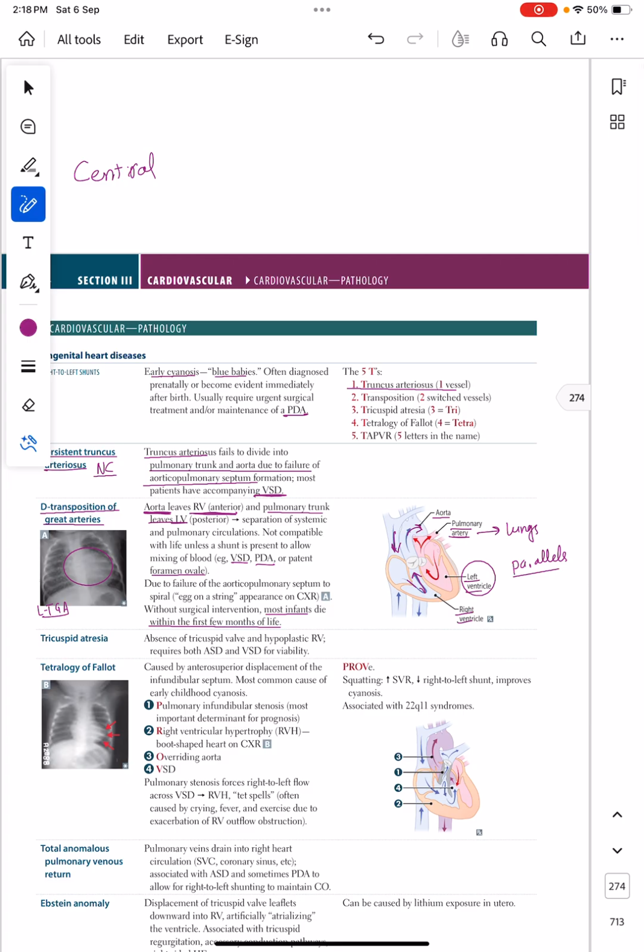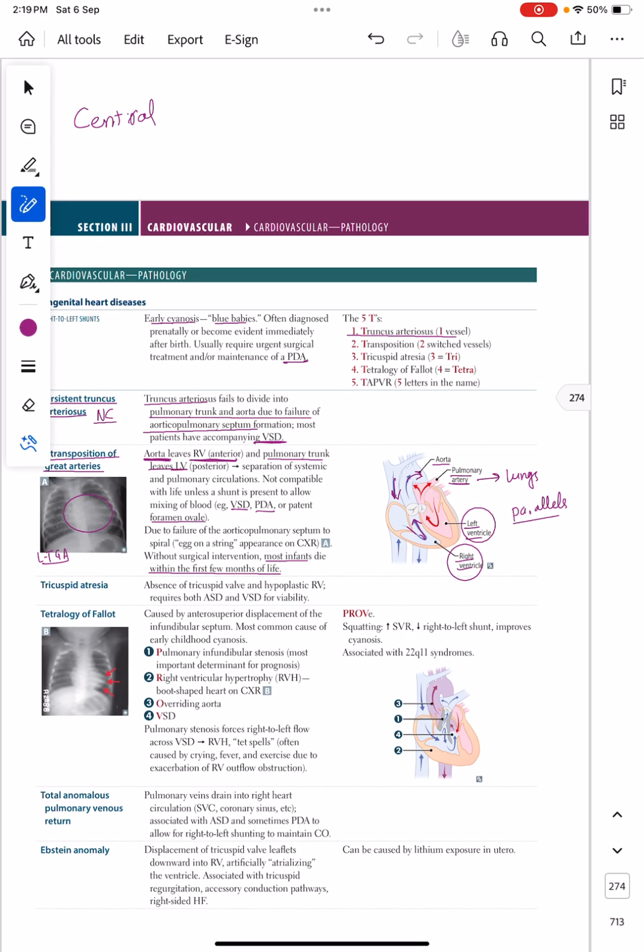The aorta, instead of arising from the right ventricle, arises from the left ventricle, and similarly the pulmonary trunk arises from the right ventricle. So it is congenitally corrected. But eventually, even those patients do not survive, because the right ventricle is not able to deal with such high pressures as the aorta is arising from it. So eventually the right ventricle fails.